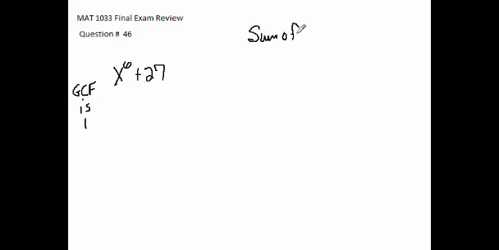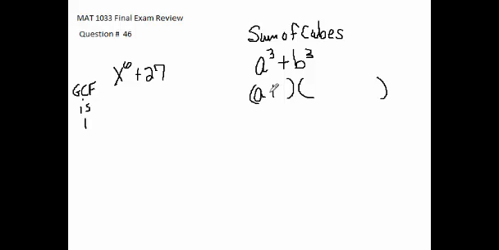sum of cubes. And let's refresh our memory on the factored form. A cubed plus b cubed. And remember, we worked with this earlier in the semester. A plus b, a squared minus ab plus b squared is the factored form of a sum of cubes. You can verify that by multiplying those together, and you'll see that you'll get that binomial.